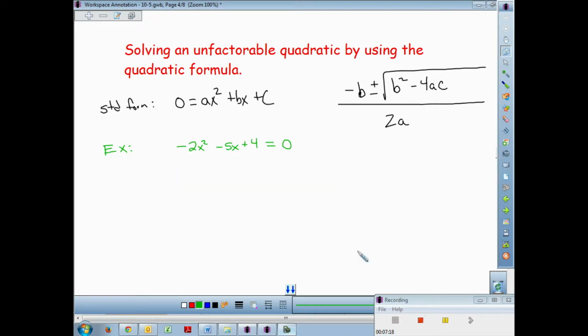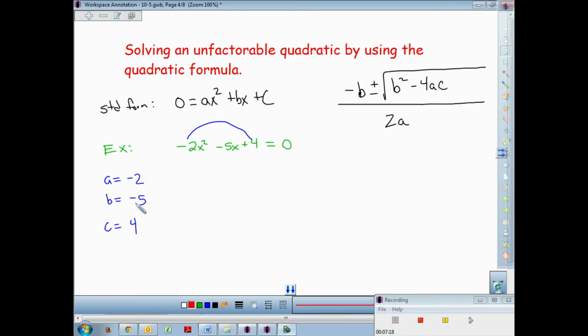Let's do one more of these right here. This is not factorable because I can't find two numbers that multiply together to be -8 and add together to be -5. So what I would end up doing is a equals, b equals, c equals. A is -2, b is -5, and c is 4. So I will substitute those into my quadratic formula.